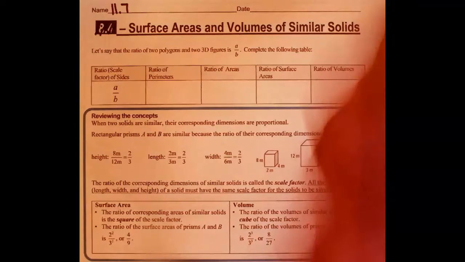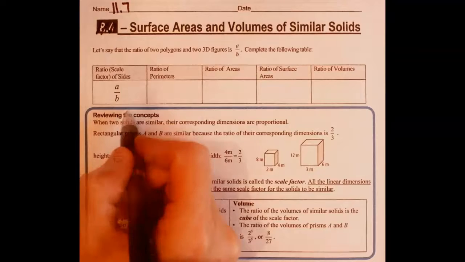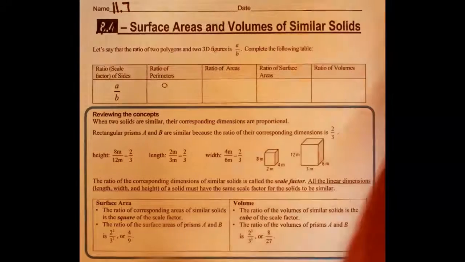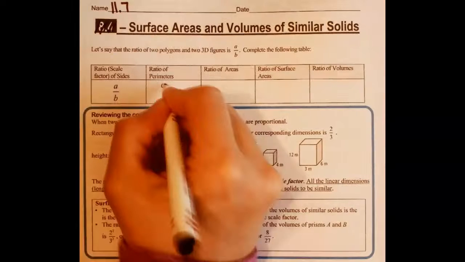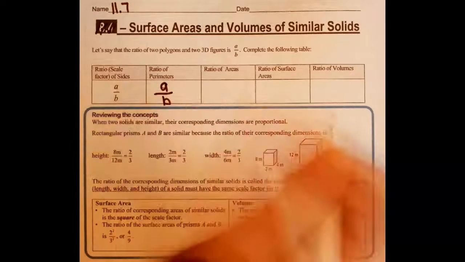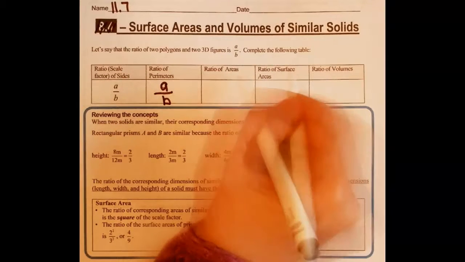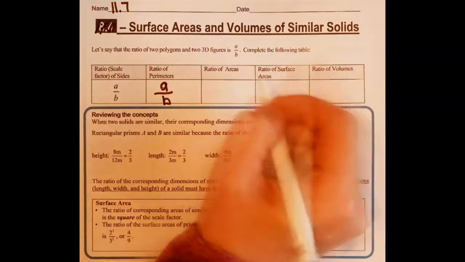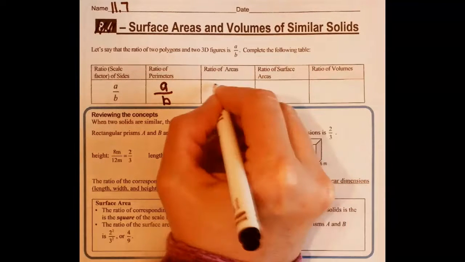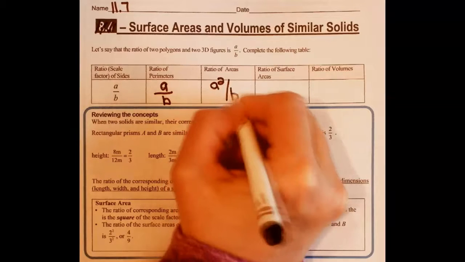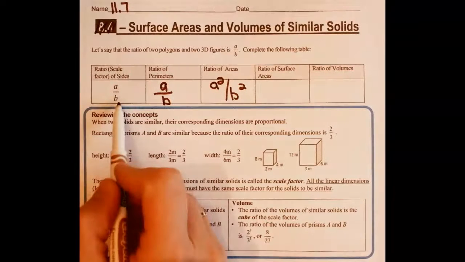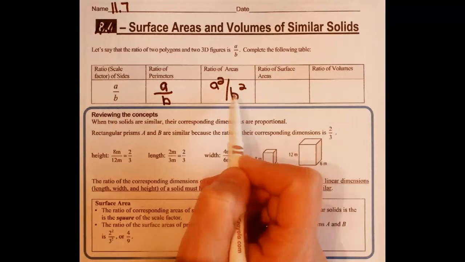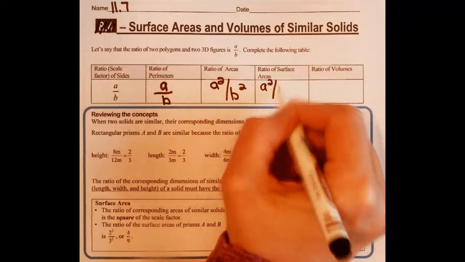In other words, if the ratio of their sides is A to B, the ratio of their perimeters is also A to B. Now, ratio of areas: if you think about area and surface area, that's two-dimensional. So when we move to two-dimensional, the ratio of their areas or surface areas is A squared over B squared. In other words, we just take whatever scale factor we got here and we square it to get to the ratio of their areas, which is the same thing as their surface areas.